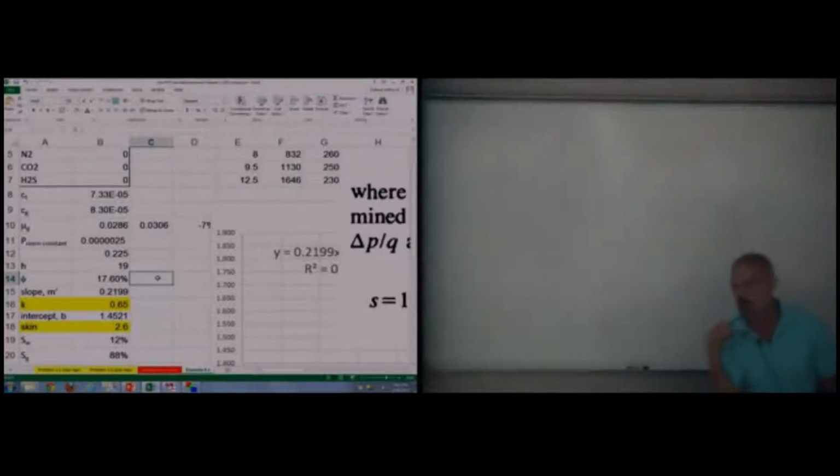Okay, I was going to go into a little bit why we like pressure buildup data over drawdown data, but I'm going to defer that until we get to our first buildup.